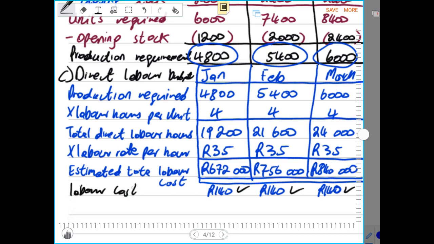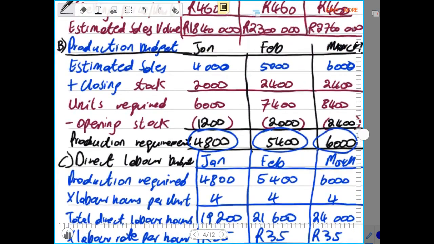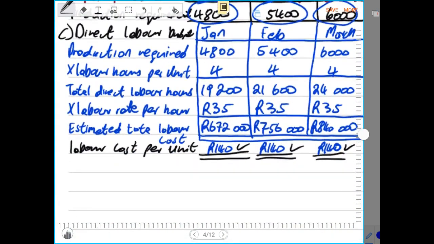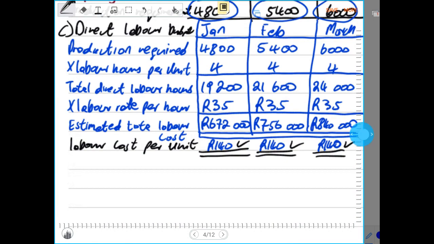However, it was not required, but just for the sake of information, for you to know that it would have been calculated like that. If you are required to calculate the labor cost per unit, it will be 140 through all the months. And now that will be the third requirement that we have answered.